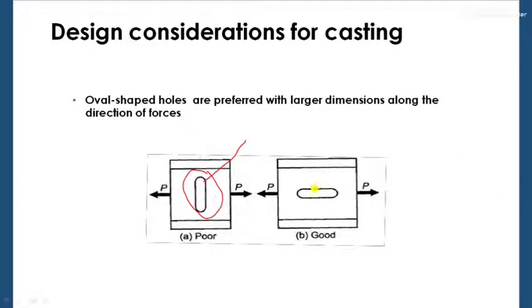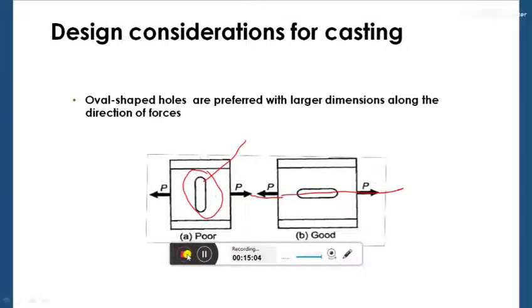You can see now, if I draw the axis over here, it is coinciding with these particular forces, right? So you can say that particular oval shape is in the direction of the forces. Okay, so these are some basic design considerations whenever you are designing a metal component, a machine component, and using a casting process. I hope you have understood this, right? Okay.